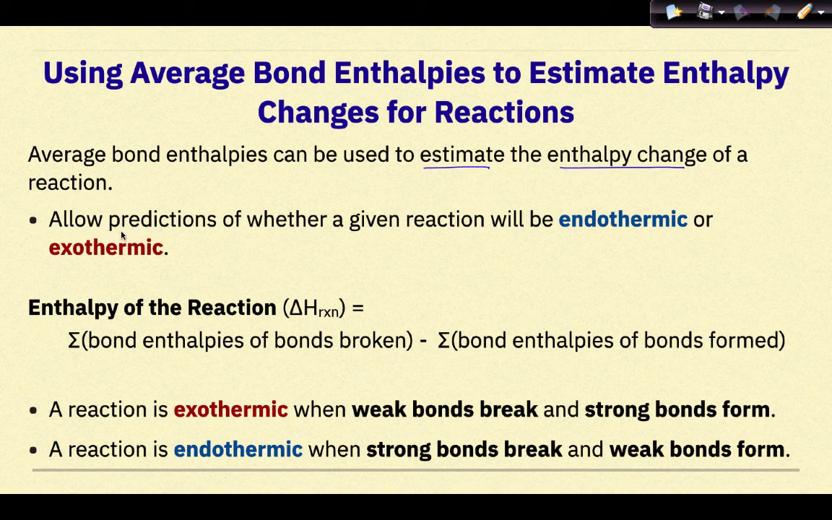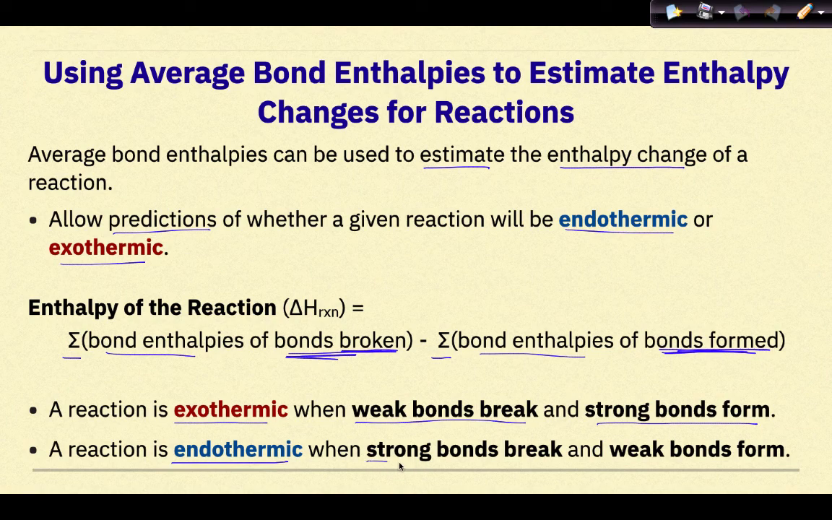Bond enthalpies allow predictions of whether a given reaction will be endothermic or exothermic. To figure out the enthalpy of a reaction, we're going to take the sum of the bond enthalpies of bonds broken minus the sum of the bond enthalpies of the bonds formed. So again, let me say that: it's going to be bonds broken minus bonds formed. A reaction is exothermic when weak bonds break and strong bonds form, and a reaction is endothermic when strong bonds break and weak bonds form.